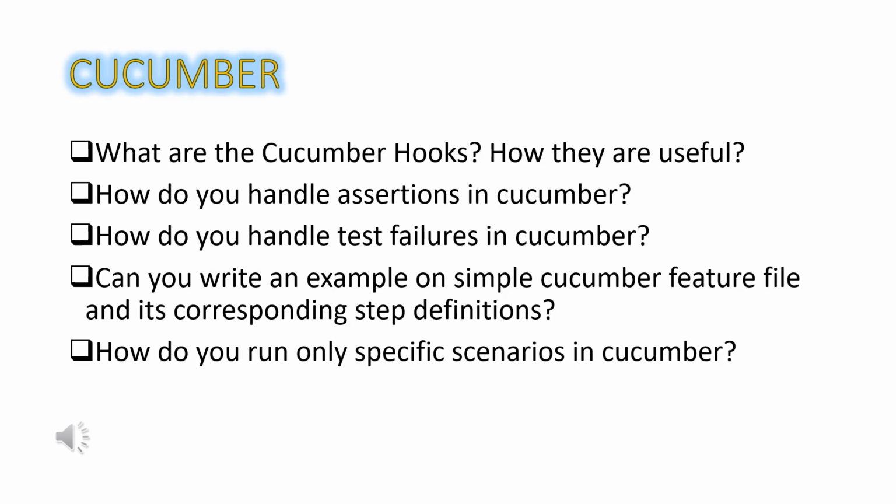Cucumber questions. What are the Cucumber hooks? How are they useful? How do you handle assertions in Cucumber? How do you handle test failures in Cucumber? Can you write an example of a simple Cucumber feature file and its corresponding step definitions? Next one is how do you run only specific scenarios in Cucumber?